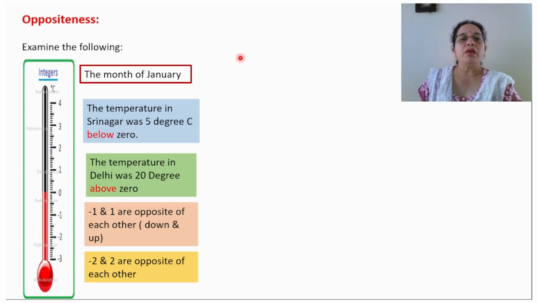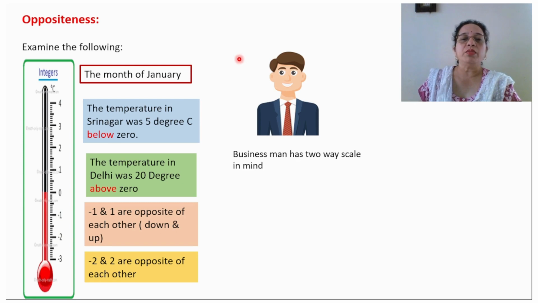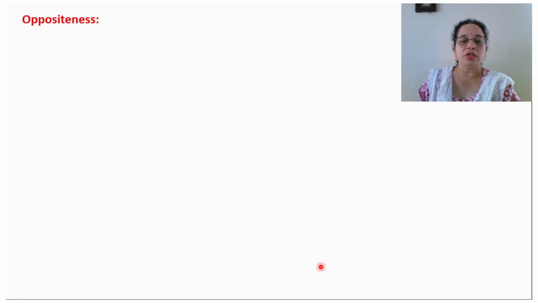Here we can take one more example related with the businessman. This picture is just to depict a person who is a businessman. Not necessarily a businessman can wear only the shirt and pant. The person can wear any other dress also. So here the businessman has a two-way scale in mind. In business, always we have profit or loss. So we can say profit and loss. Again, profit and loss are the opposite words.